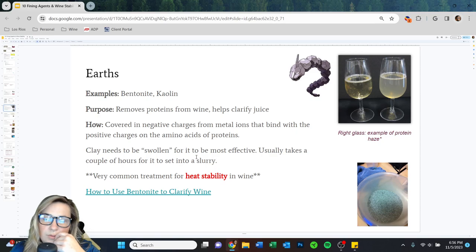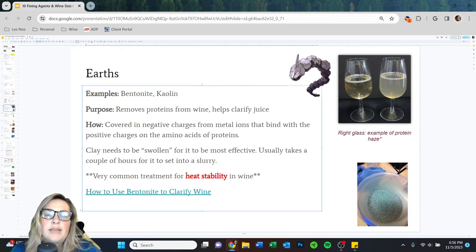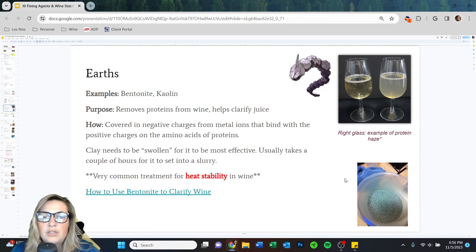So moving on, from proteins to earths. Earths are things like bentonite or kaolin. Bentonite is very, very common. It's used at the beginning before fermentation to help settle out and keep the juice from becoming cloudy, so it's a cleaner product down the line. But it's also used before bottling and before what we call heat stability of wine. So it's actually a twofer. It's used before fermentation and after fermentation. This is very common for white wines. This is not a common treatment for reds.